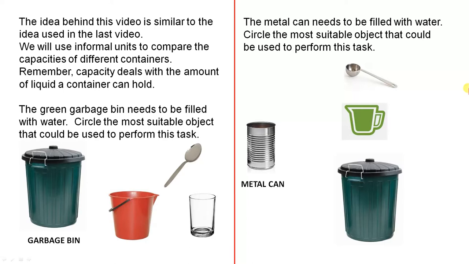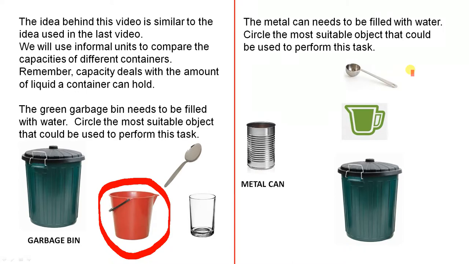The green garbage bin needs to be filled with water. Circle the most suitable object that could be used to perform this task. So we have the spoon, the glass, or this red bucket. Obviously they're a little bit small, so that task would take a little bit too long using either of those two. So this one here, I think you'd agree, is the most suitable.